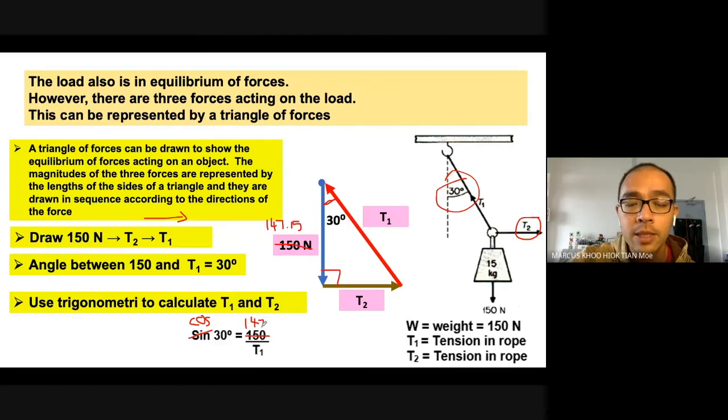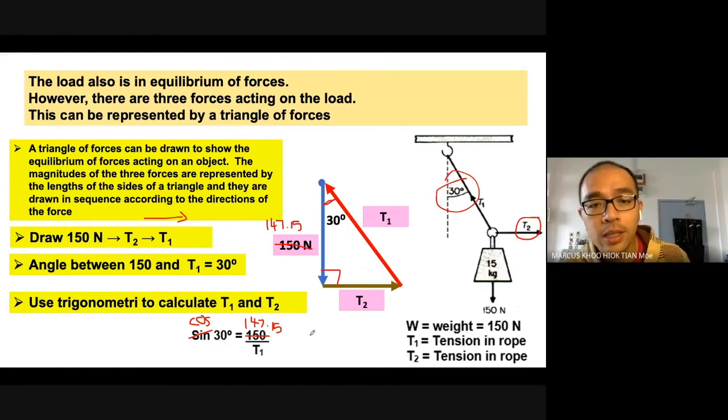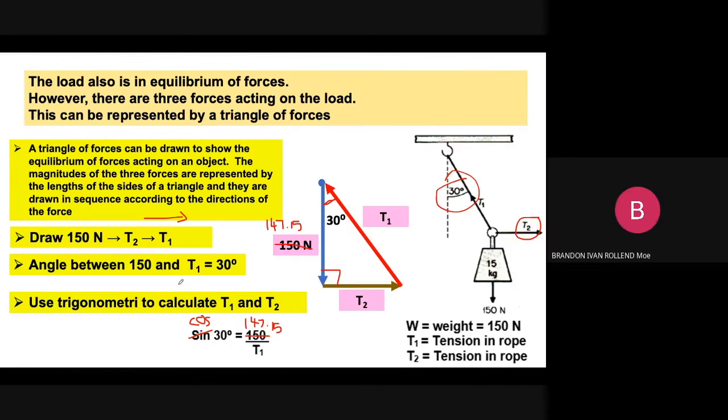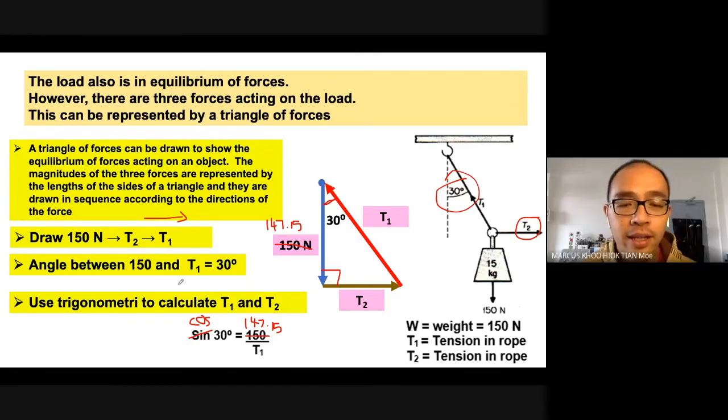Oh, you know what? This class got no one volunteering, so I must ask people. Brandon, can you tell me what is T1? If cos 30 equals 147.15 over T1, what is the value of T1? Is it 169.91? Okay, 169.92 actually, about. So it's not very difficult, this one.